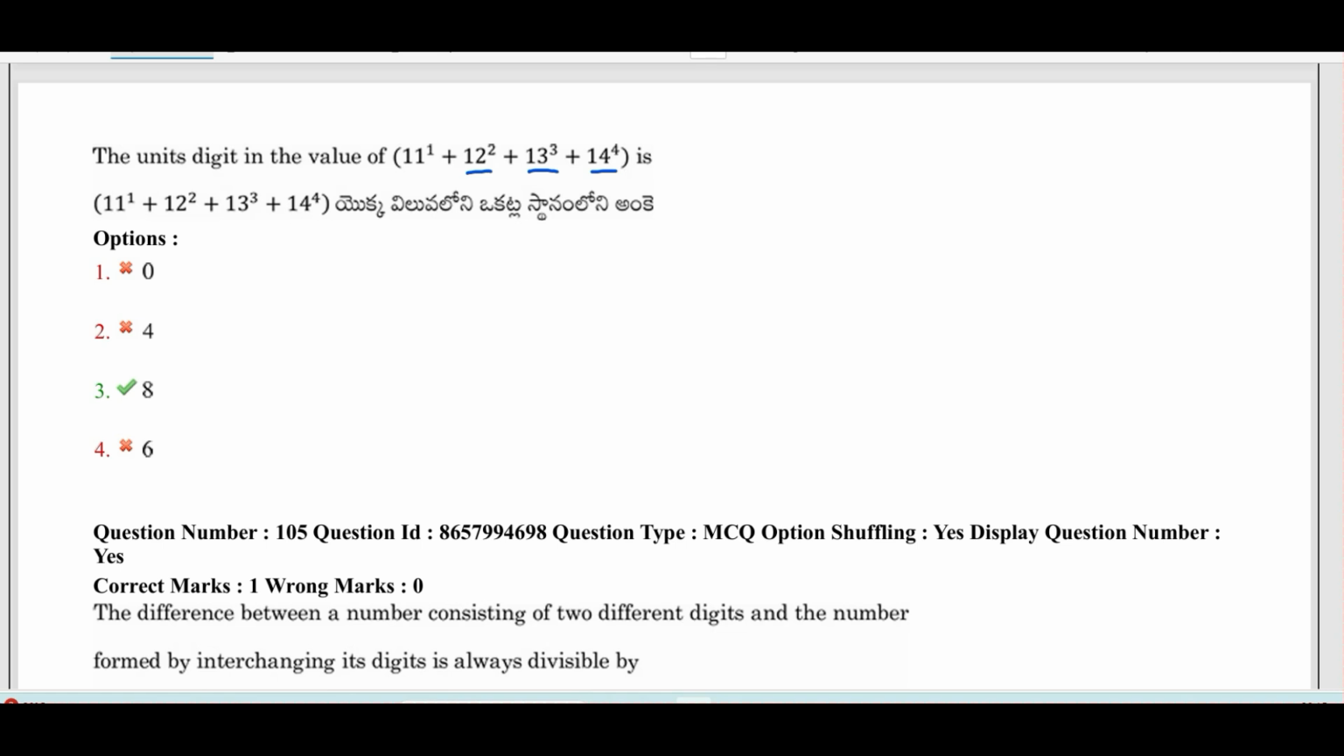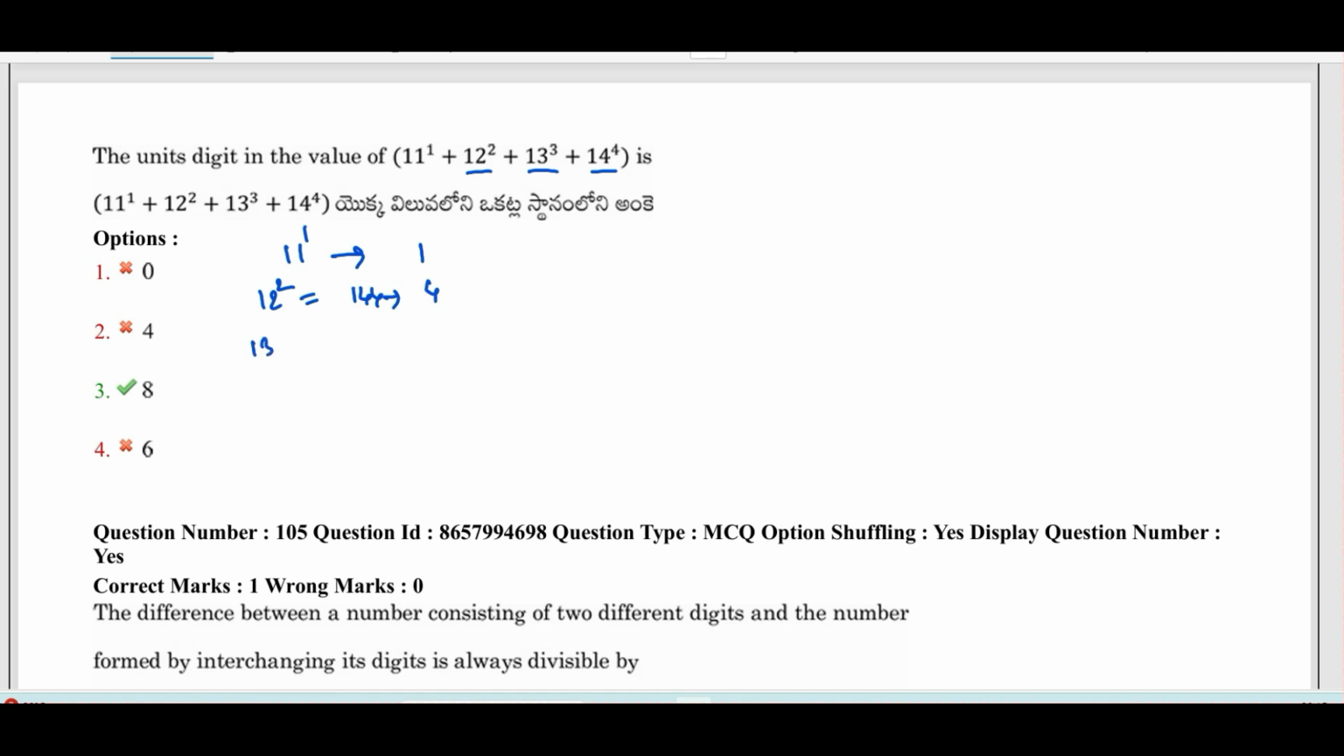ఓకే ఇది ఒక న్యూమరికల్ ఎక్స్ప్రెషన్. ఈ న్యూమరికల్ ఎక్స్ప్రెషన్ లో వన్స్ ప్లేస్ డిజిట్ రావాలంటే ప్రతి నెంబర్ యొక్క వన్స్ ప్లేస్ డిజిట్ తెలిసి ఉండాలి. ఓకేనా? సో 11 టు ద పవర్ ఆఫ్ 1 యొక్క యూనిట్ ప్లేస్ డిజిట్ ఏమవుతుంది? 1 అవుతుంది. అండ్ 12 టు ద పవర్ ఆఫ్ 2 అంటే 12 స్క్వేర్. ఇట్స్ వాల్యూ ఇస్ వాట్? 144. సో ఇట్స్ వన్స్ ప్లేస్ డిజిట్ ఇస్ 4.